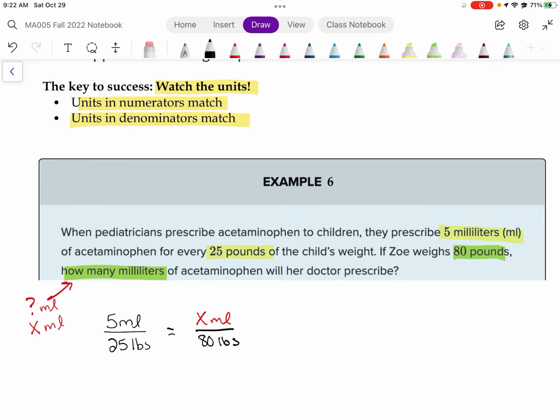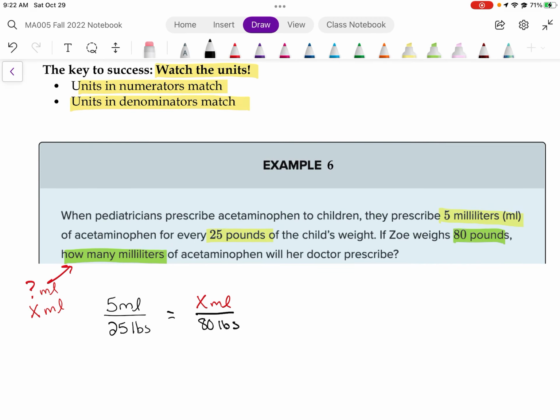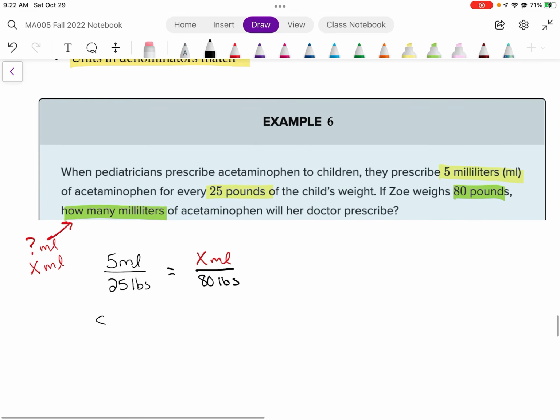All right, now we can do the problem without the milliliters and pounds if we want to. As long as we have it started here, we can now do it without. So I'm going to use cross multiplication, and I get 80 times 5 equals 25 times our x. Notice I dropped the units, it's less to look at. Now I'm going to divide both sides by 25. And I get that x equals 16 milliliters.